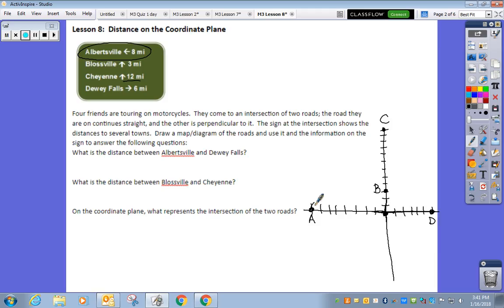Okay, so now it's asking for me to find the distance between Albertsville and Dewey Falls. So to go from here to here, I'm going all this distance, or that 8 miles, and then I'm going to go another 6 miles. So to find the distance between those, I would take that 8 and add it to that 6.